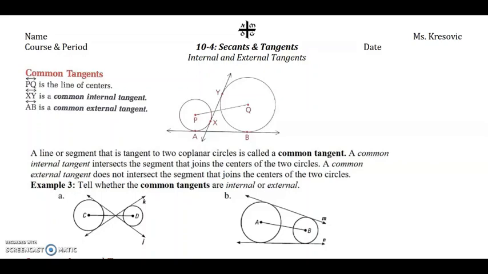10.4 also includes an examination of common tangents. A common internal tangent falls between the two circles. It can fall in either direction. That's an internal tangent, as well as that line there. And the tangent will intersect each circle at only one point.